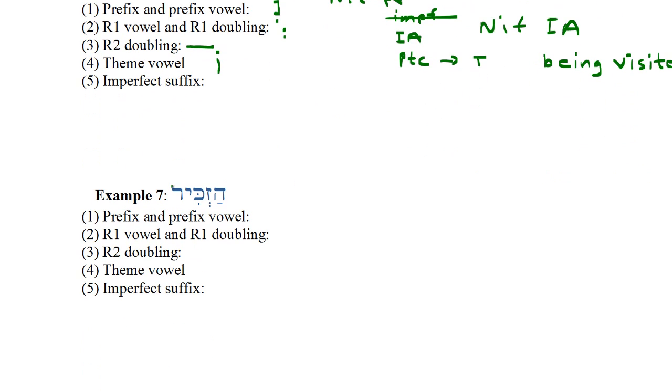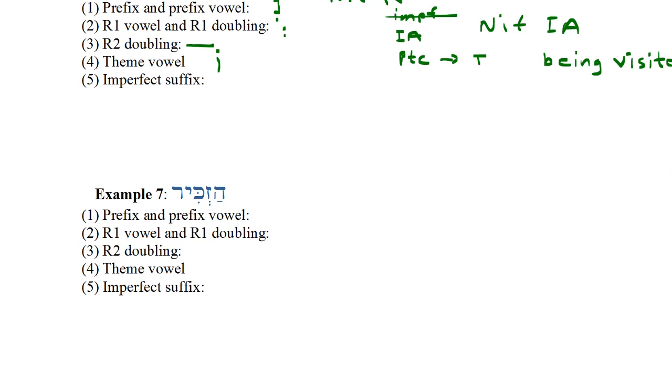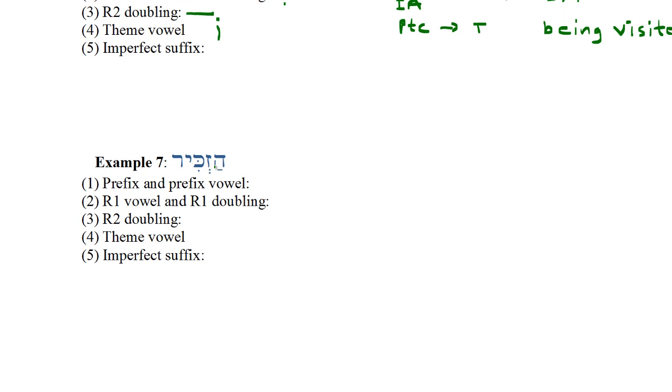Finally, let's look at example 7. We have hazkir. Hazkir. Looks very much like we've got the root zakar. Let's move along with that understanding. So this means we would have a hey with a patak as the prefix and prefix vowel. That points to a hiphil, something under the imperfects. That would be either a hiphil imperative or infinitive construct or infinitive absolute.